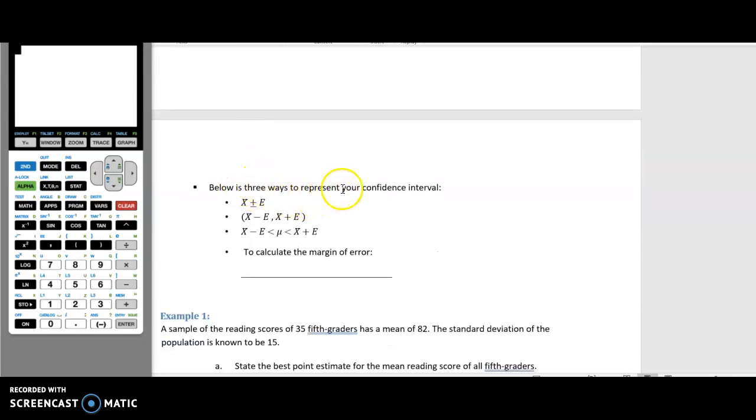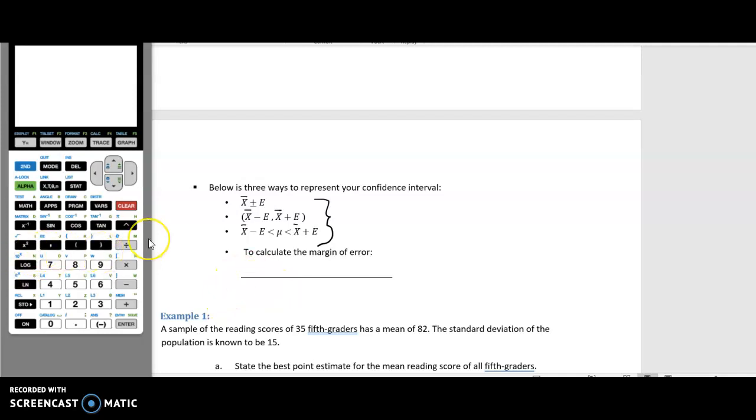Below are three ways to represent your confidence interval. You can write it as x bar plus or minus E. X bar minus E is your lower limit here, and x bar plus E is your upper limit. And then the last one is x bar minus E is less than mu, which is less than x bar plus E. So these are three different ways to write the exact same confidence interval.